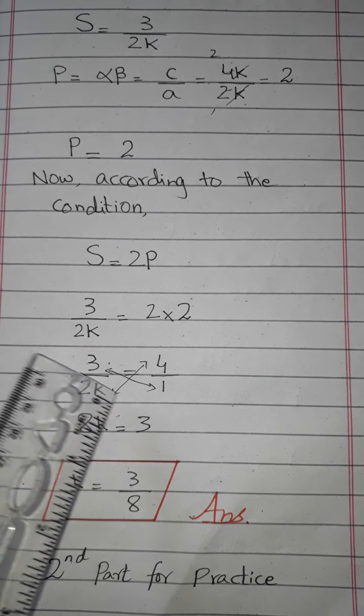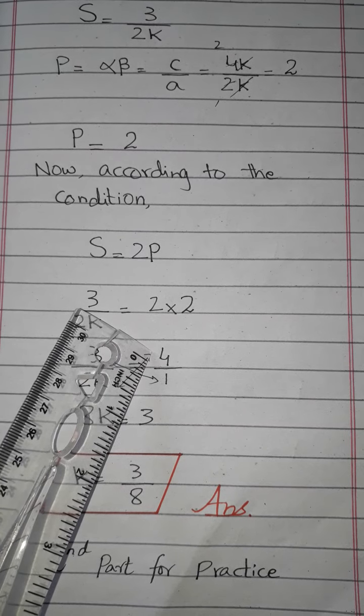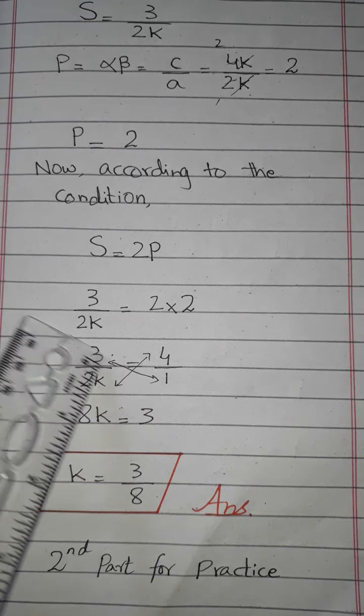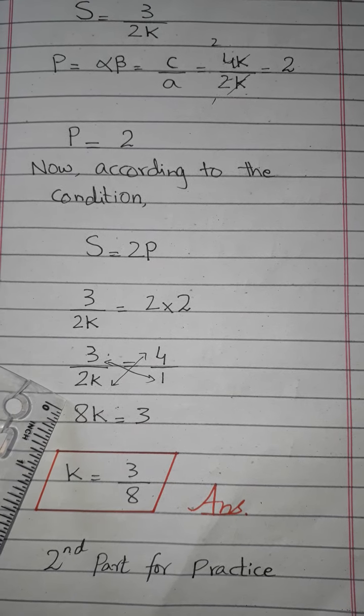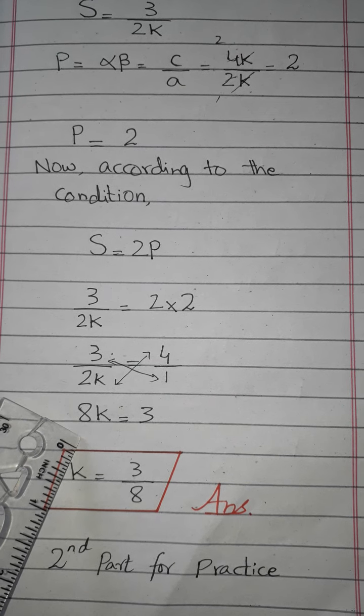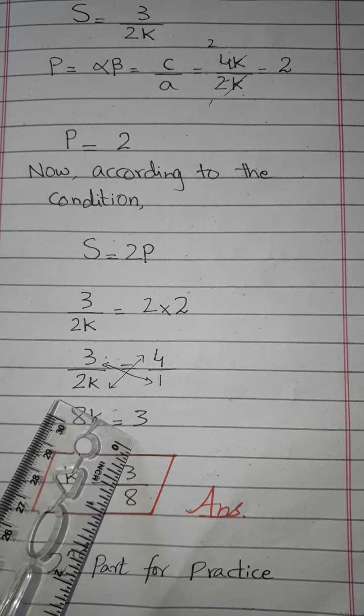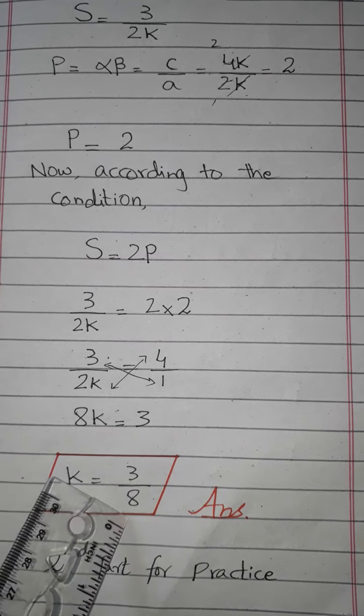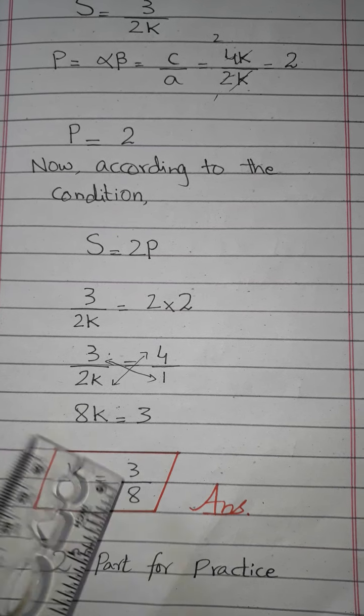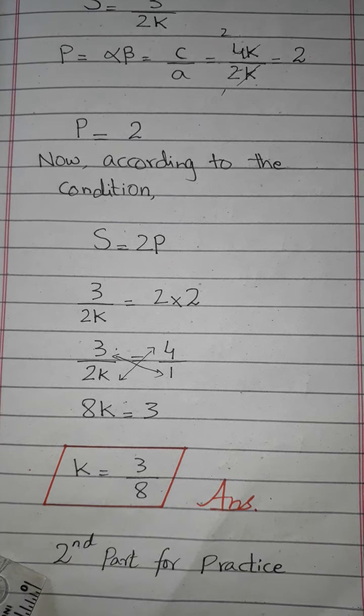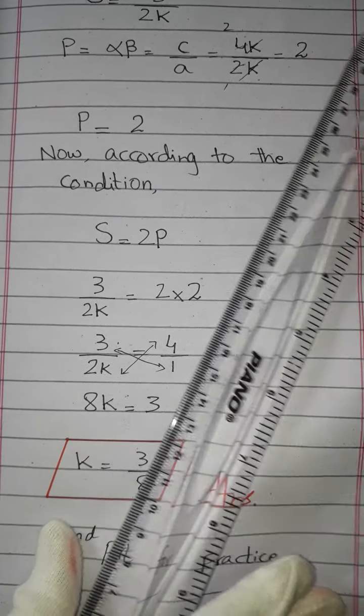Put the values of S and P, we get 3 by 2k is equal to 2 multiply 2. 3 by 2k is equal to 2 multiply to 4. Its denominator is 1. Now by cross multiplication we get 2k multiply 4, 8k, which is equal to 3 multiply 1, 3. K is equal to 3 by 8. 8 shift to the other side, it will become the denominator. Second part for practice.